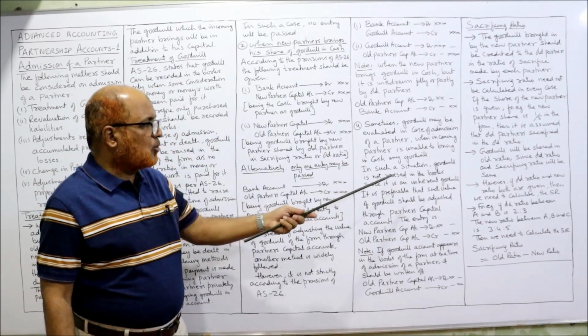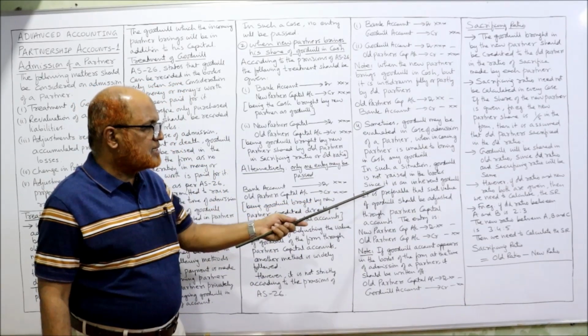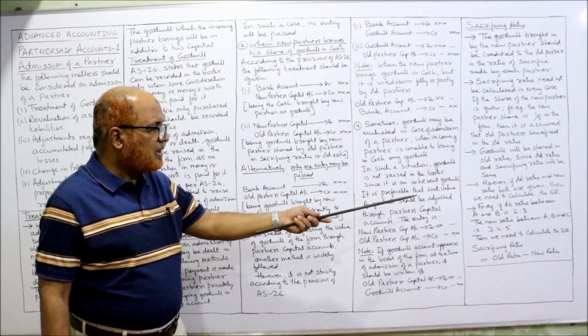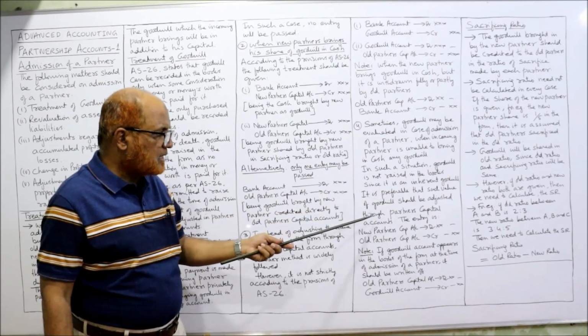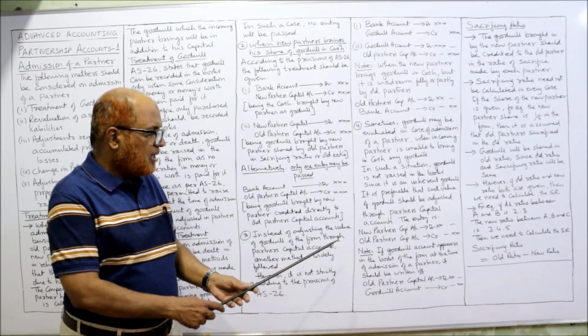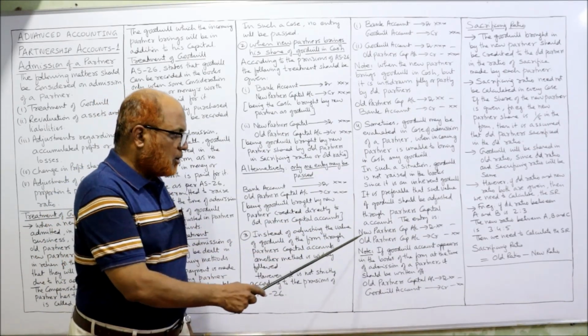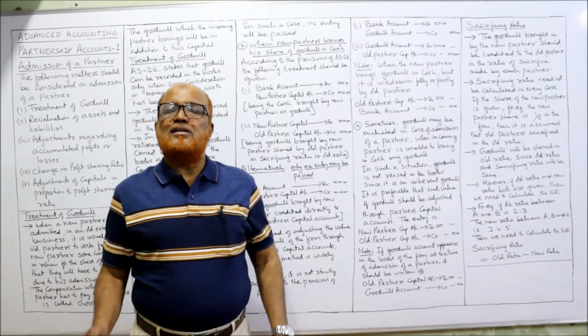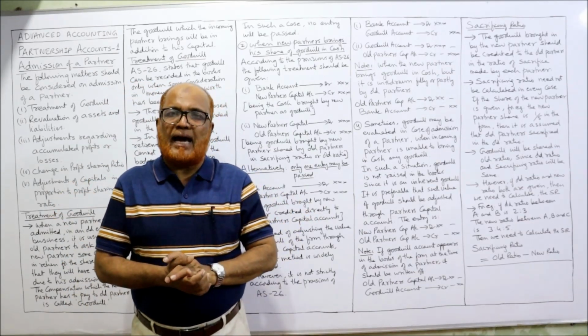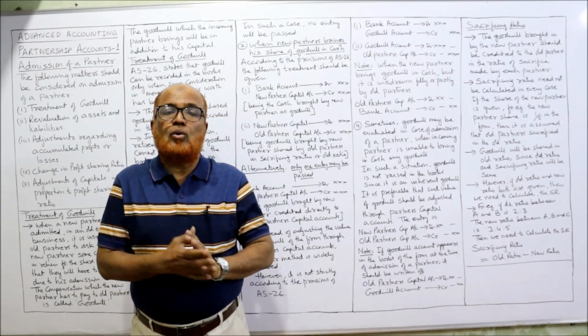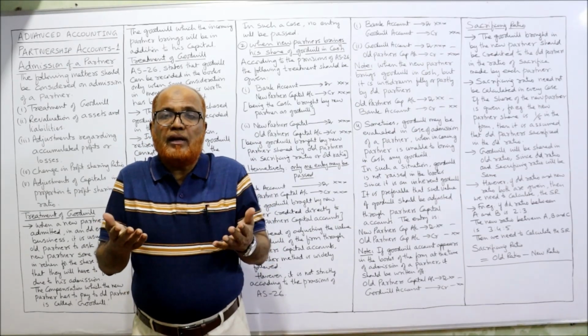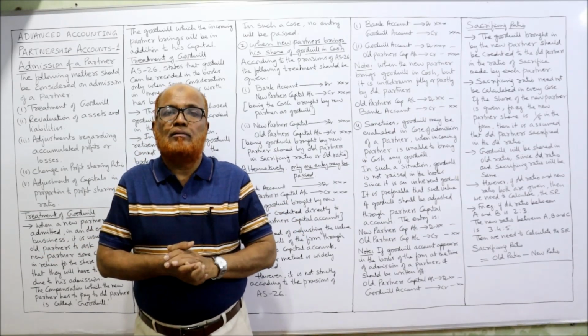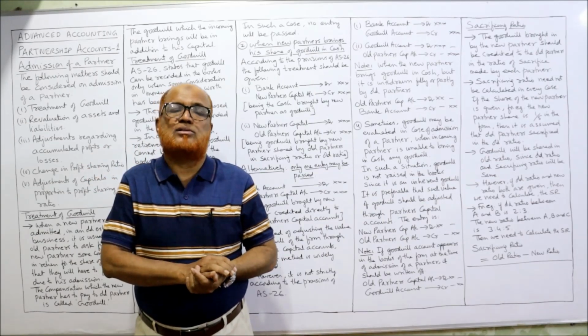In such a situation, goodwill is not raised in the books since it is inherent goodwill. It is preferable that such value of goodwill should be adjusted through partners' capital accounts. The entry will be new partner's capital account debit, old partner's capital account credit. When the new partner is not bringing the goodwill in cash, we should not raise the goodwill. If we raise it, it amounts to raising inherent goodwill. Inherent goodwill should not be raised.